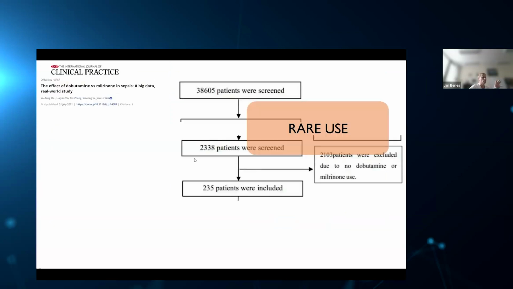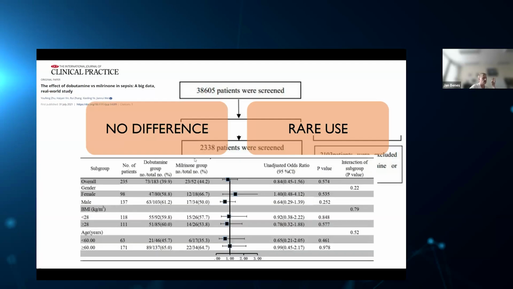What about septic shock? This is a really lovely study. They screened 38,000 patients, and they ended up with 200. So this is the epidemiology picture of septic cardiomyopathy. It's extremely rare, so I believe we will never have good data here. But if we look at this, there is no difference between dobutamine and milrinone. So one or the other, basically the same data.